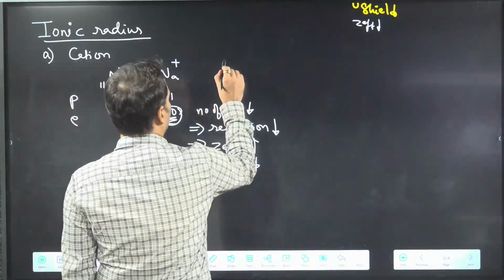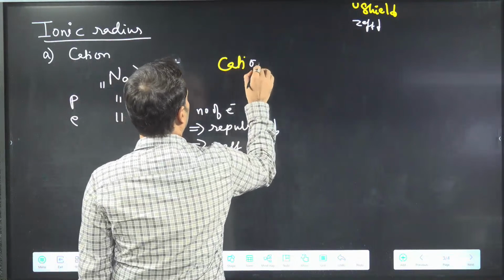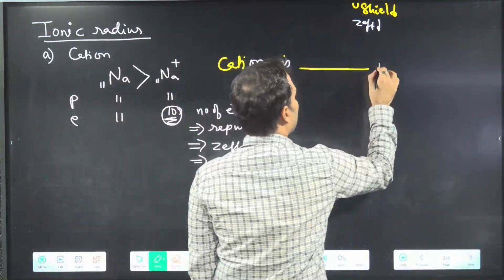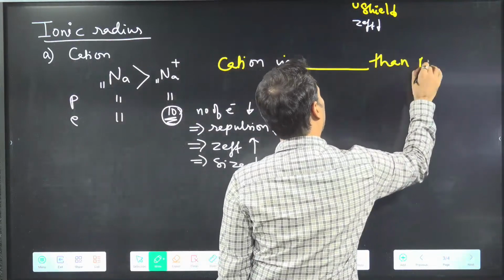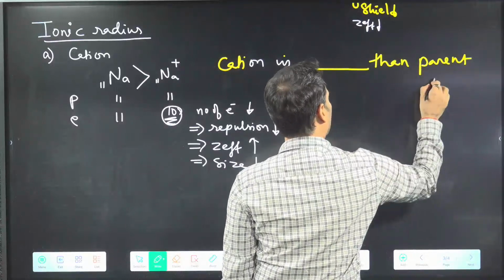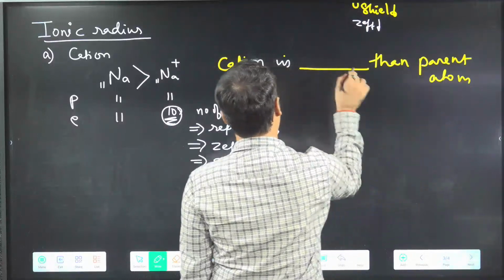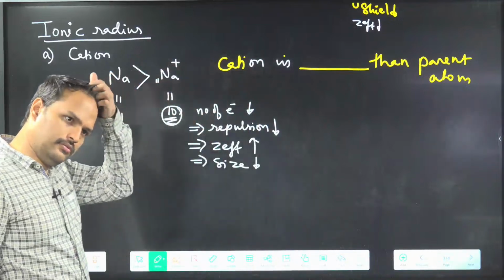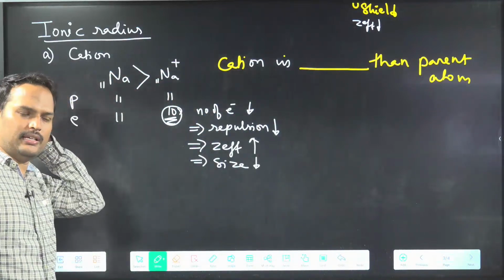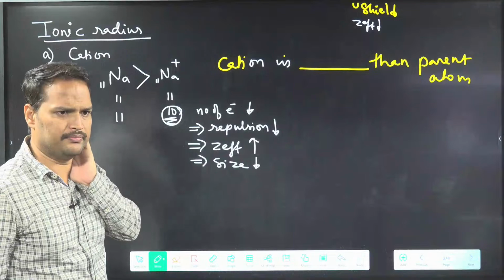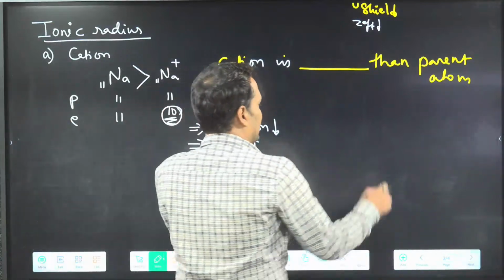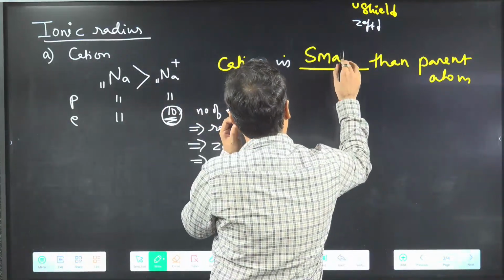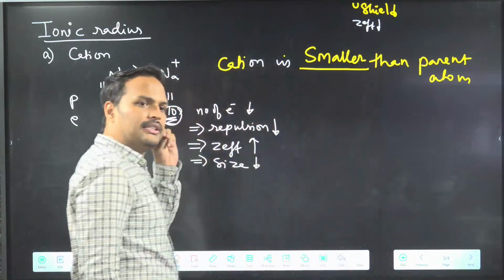So I will write here: cation is dash than parent atom. Now you tell me what I should write here. Everyone fill in the blanks. Cation is smaller than parent atom. Now you tell the reverse.